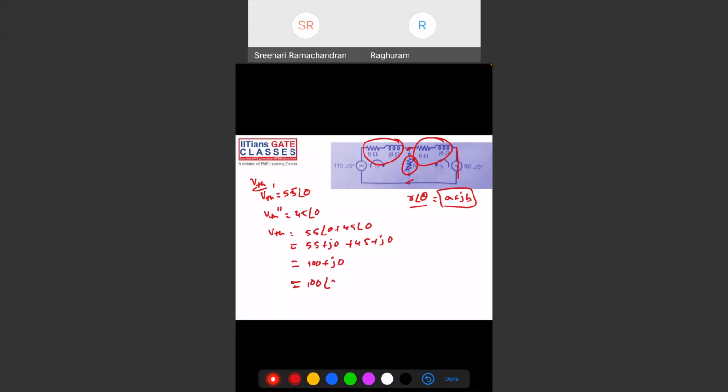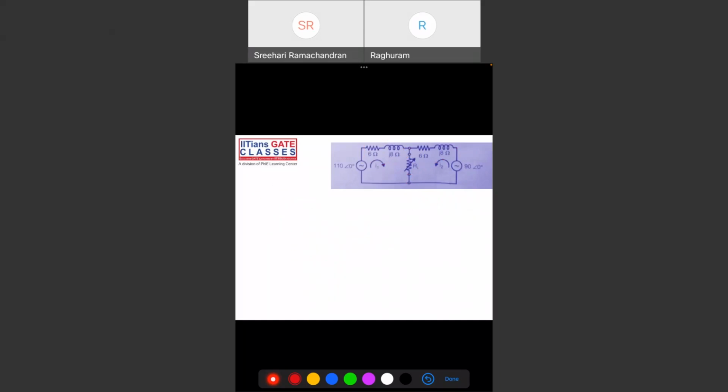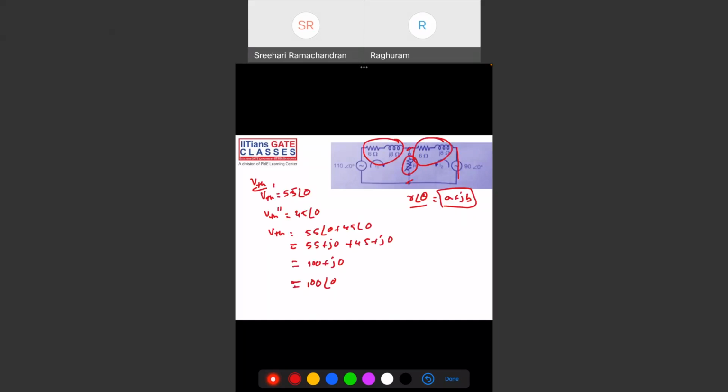So next, even if you are having the same phase angle, can we directly add it? Same angle, no, you can't directly add them. Like this, you have to convert it, and then only you can do it. This one, because the angles are 0, I directly did it.